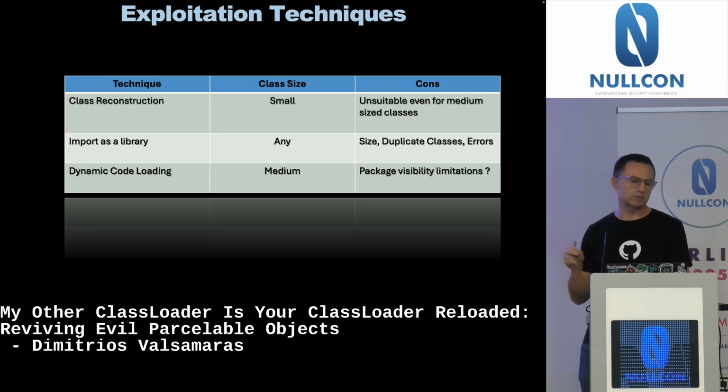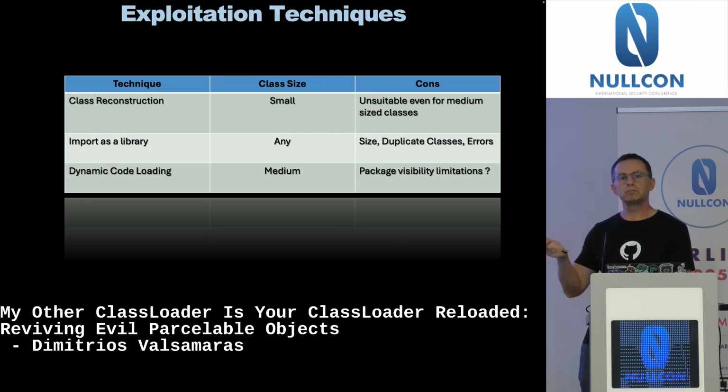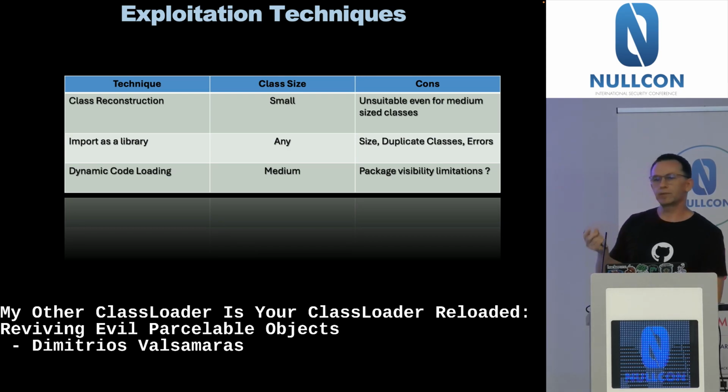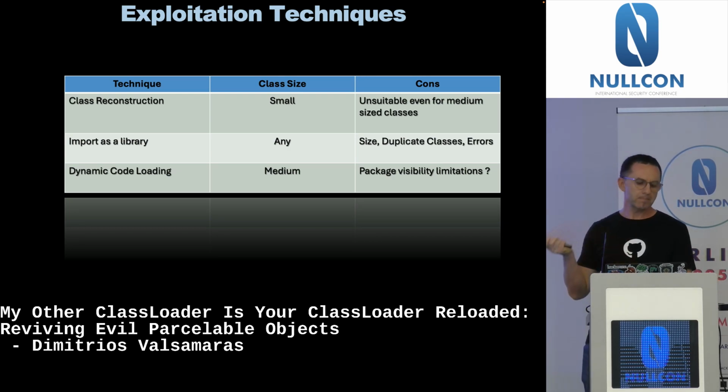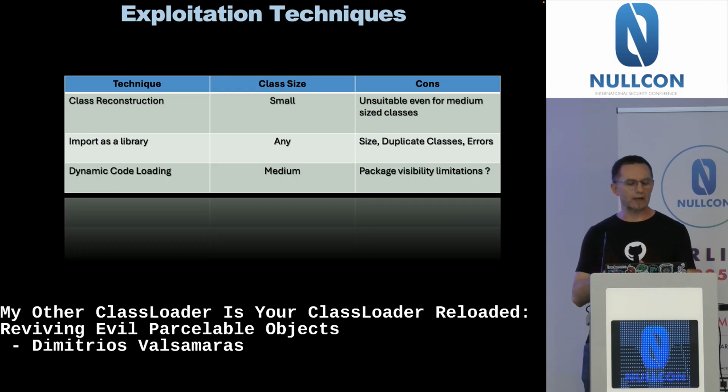I guess when it comes to the exploitation techniques that I already presented, let's summarize them to have a general picture. First of all, class reconstruction works well for small size classes. It is, though, impractical even for medium sized ones. The second one is to import an APK as a library, which works well for any size of class. However, it has as main disadvantage the fact that we might have collisions between the classes that we are importing and the classes that we already have in our project. And finally, dynamic code loading, which works well even up to medium sized classes.